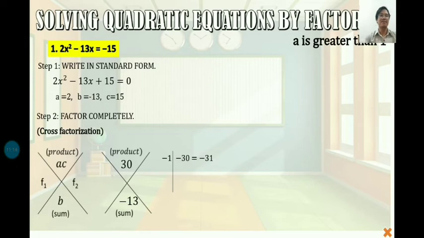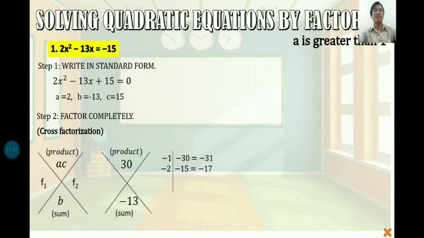Now, let us proceed. Negative 2. What number will you multiply to negative 2 to get positive 30? Yes, the answer is negative 15. So let's try negative 2 times negative 15. The answer is positive 30. But is the sum equal to negative 13 as well? Let's check. Negative 2 plus negative 15. The answer is negative 17. So therefore, negative 2 and negative 15 are not the correct factors.